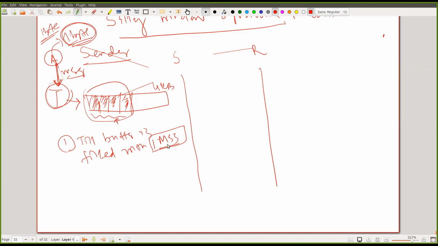What is MSS? MSS is maximum segment size. Try to understand what the maximum segment size is and why it is required. Let me ask you a question. Is there any restriction regarding generation of data by the application layer towards the transport layer? Can the application layer generate as much data as it wants?